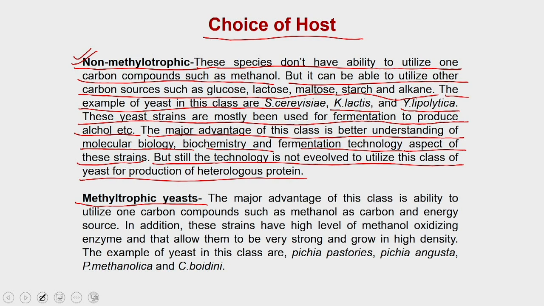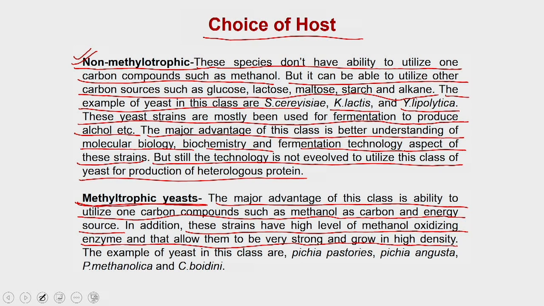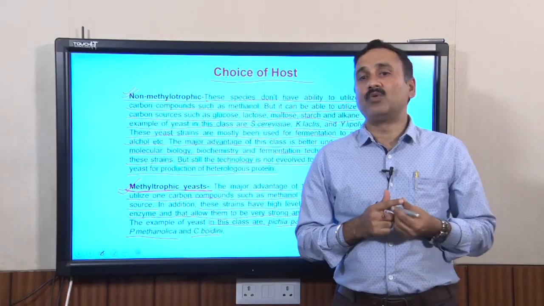Now, methylotrophic yeast, as the name suggests, these yeast strains use methanol as a one carbon source. These strains have the ability to utilize one carbon compounds such as methanol as carbon and energy source. In addition, these strains have a high level of methanol oxidizing enzyme, and that allows them to be very strong and grow at high density. Examples of yeast in this class are Pichia pastoris, Pichia angusta, Pichia methanolica and Candida boidinii. These are the methylotrophic strains which people very often use for protein production.